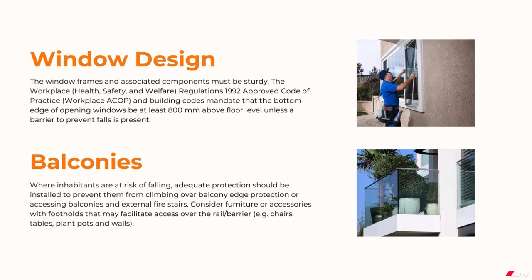present. Balconies. Where inhabitants are at risk of falling, adequate protection should be installed to prevent them from climbing over balcony edge protection or accessing balconies and external fire stairs. Consider furniture or accessories with footholds that may facilitate access over the rail or barrier. For example, chairs, tables, plant pots, and walls.